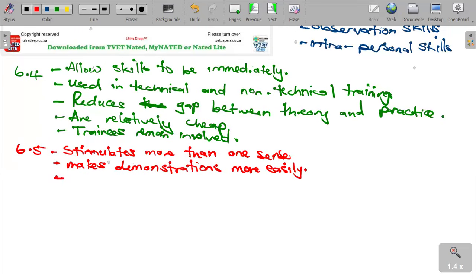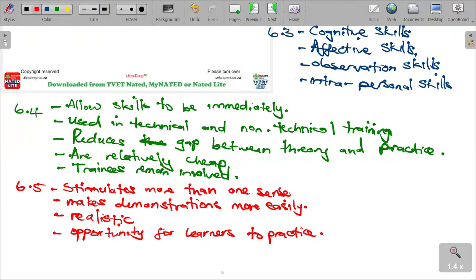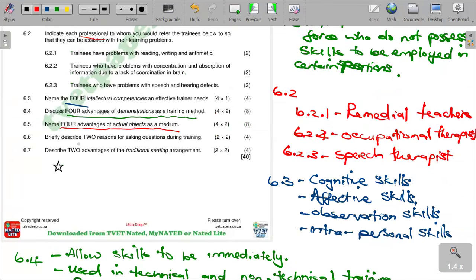And also, you can find that it is realistic. It creates a realistic situation. And also, it gives learners an opportunity to practice. Opportunity for learners to practice. These are also other advantages, right? So let's move on to question 6.6.